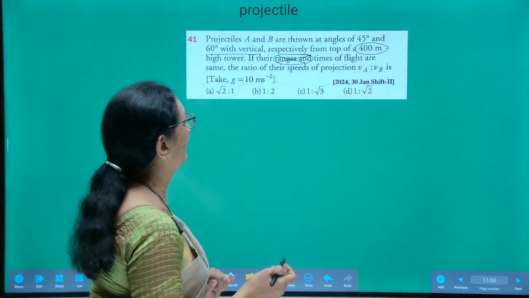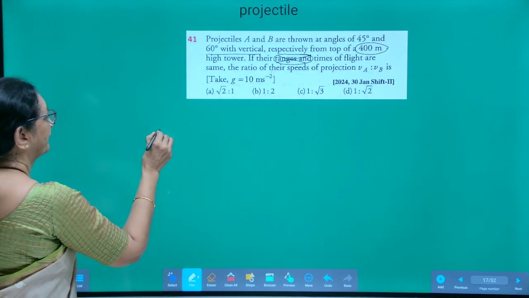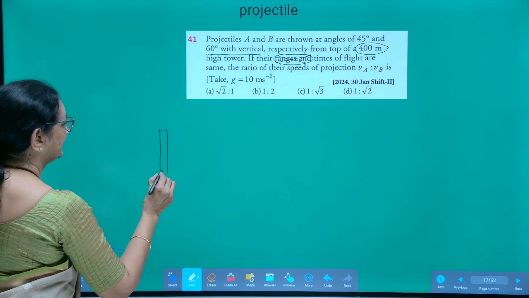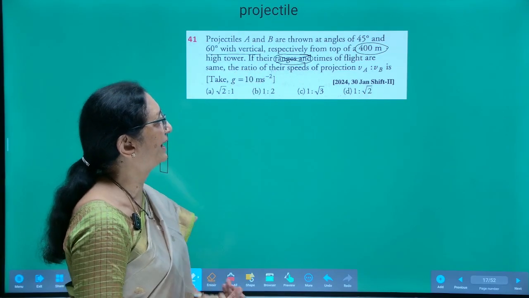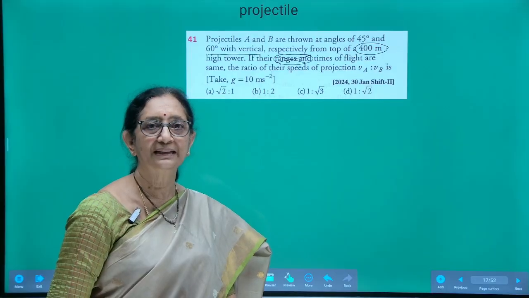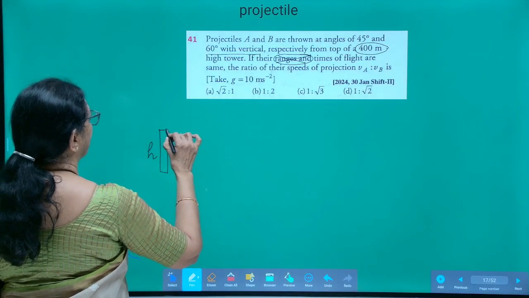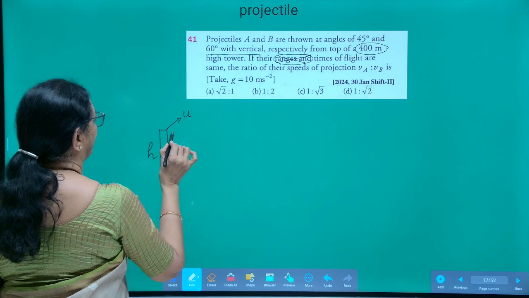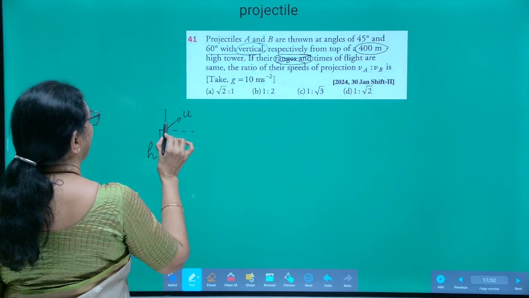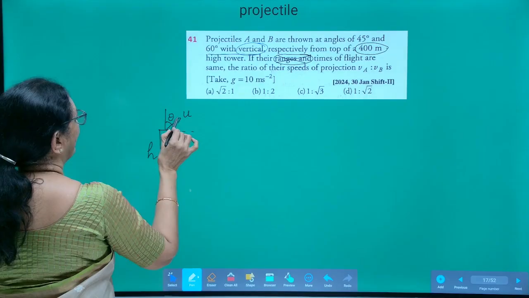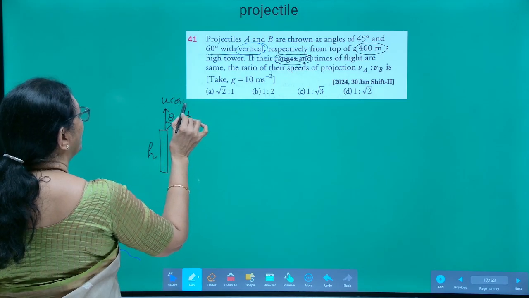So, here let us take the problem like this. Two projectiles are projected from the top of a tower with different angles of projection, but their times of flight are same. You are supposed to find the ratio of their velocities. See here, this is a tower of height h. A body is thrown with a velocity u at an angle. The key word is with the vertical. This angle is given as theta. Then the component of velocity along the vertical direction becomes u cos theta.